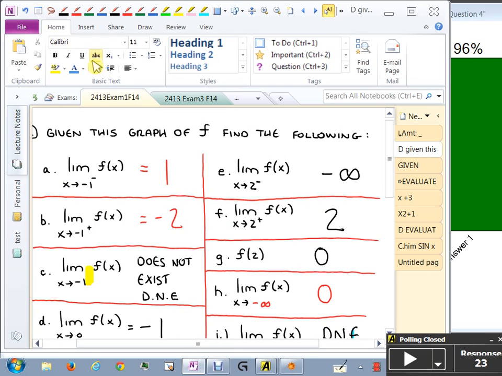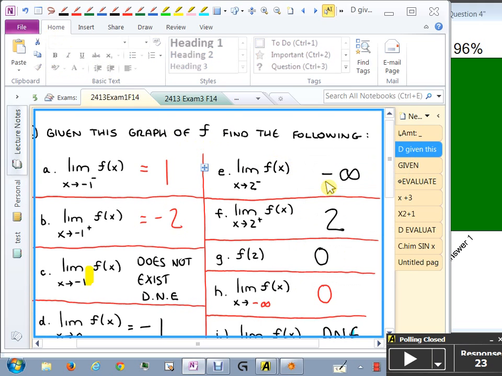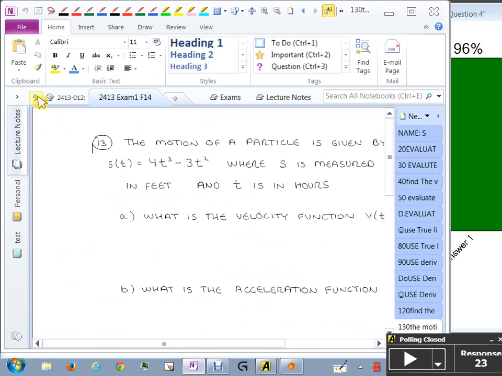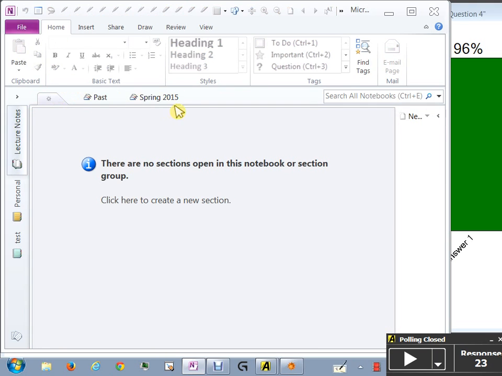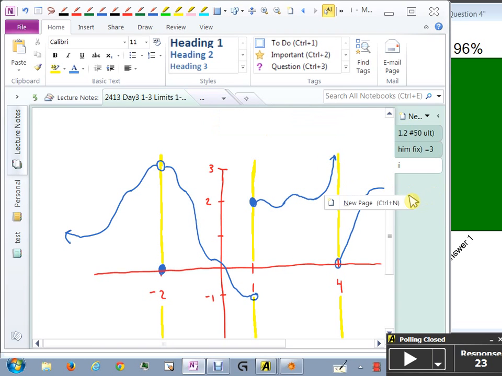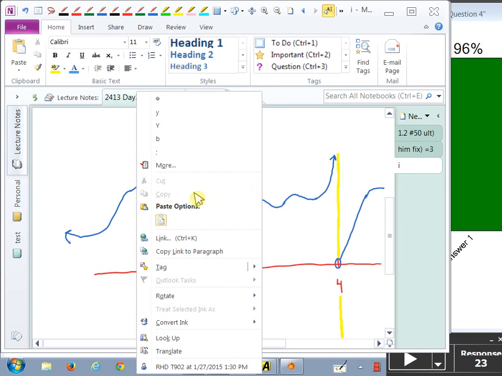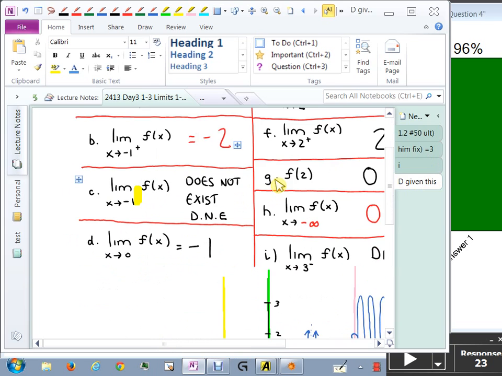And what I will do is I will grab this page and I will paste it into today's notes so that you can go back and reference that. Maybe not. There we go. Okay, so that is now in here for you to look at.